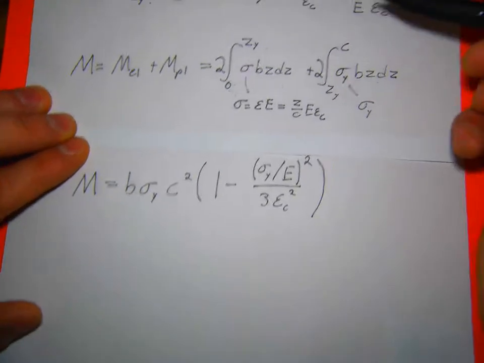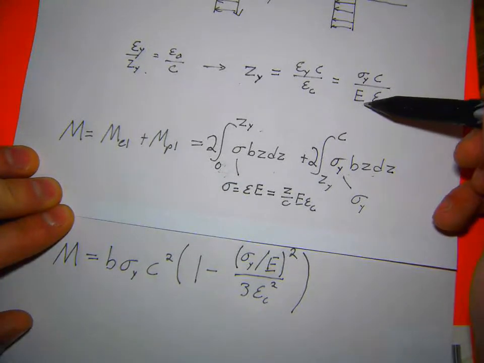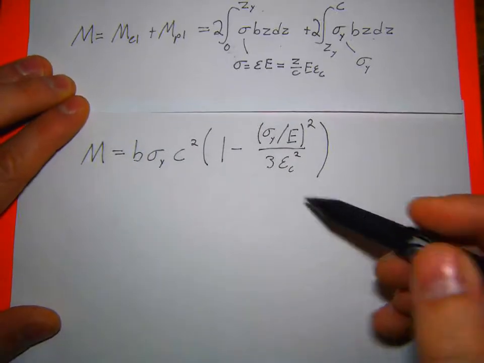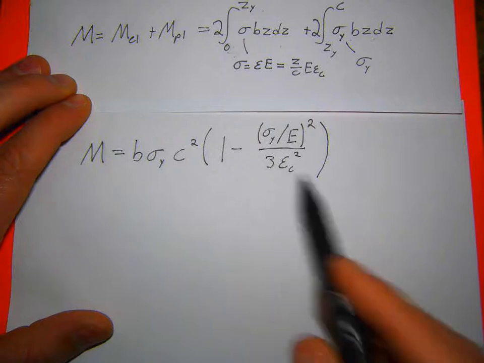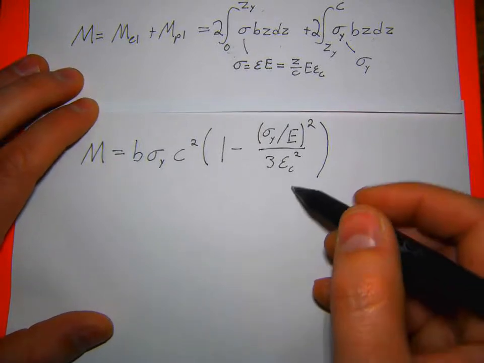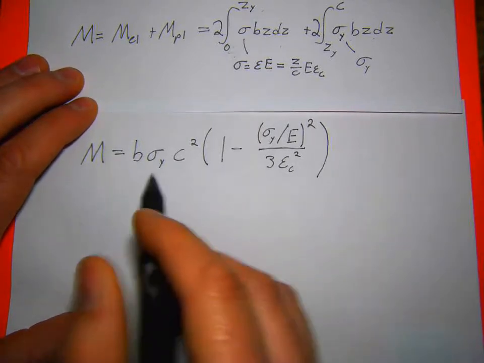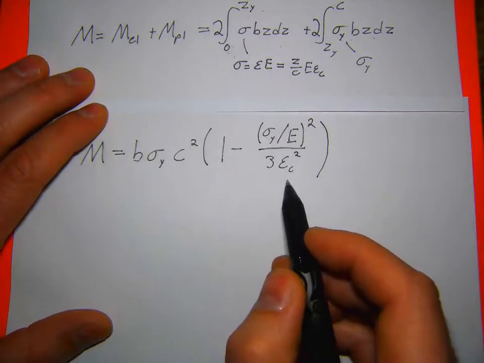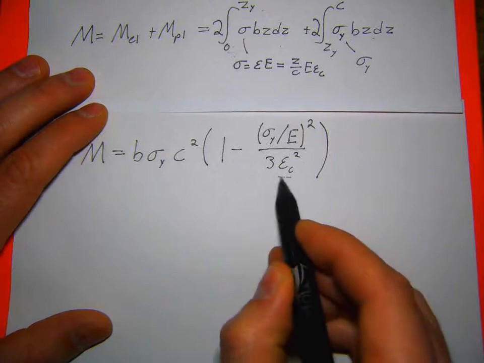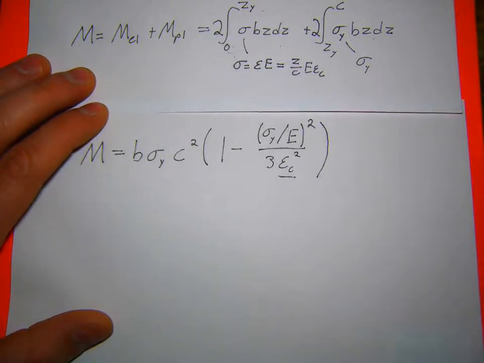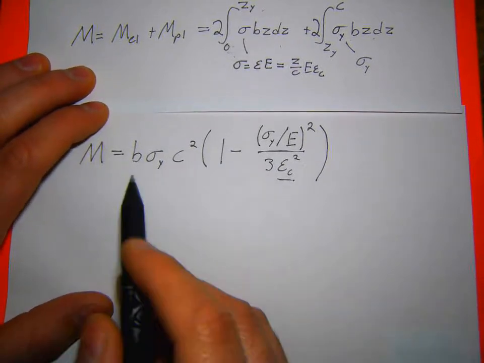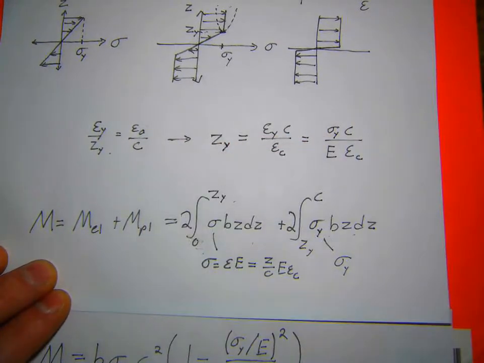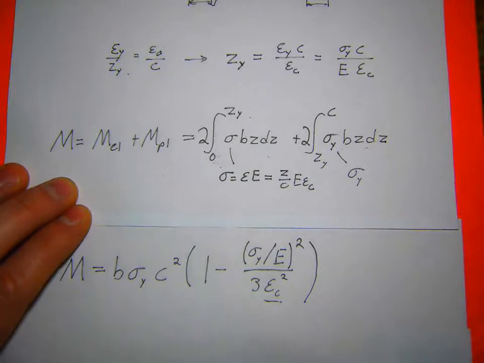So this now is useful because I have only one unknown parameter. Is this epsilon C, the strain at the outer yield surface. So if I knew, I can figure out that epsilon C, say by placing a strain gauge somewhere arbitrarily on my beam, or on that outer edge of the beam, or by placing it somewhere in the middle of the beam and using this epsilon over Z equals epsilon C over C relationship.